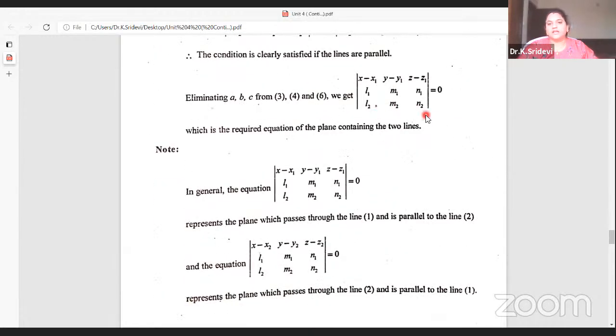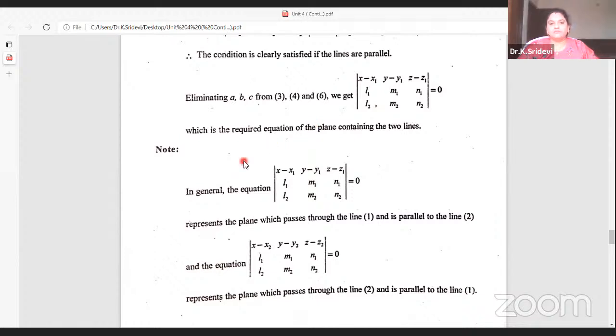So take these three as the third row. Then find the determinant value of this one, and if it is equal to 0, then it represents the equation of the plane containing the two given lines. So this is the equation of the plane containing the two given lines.